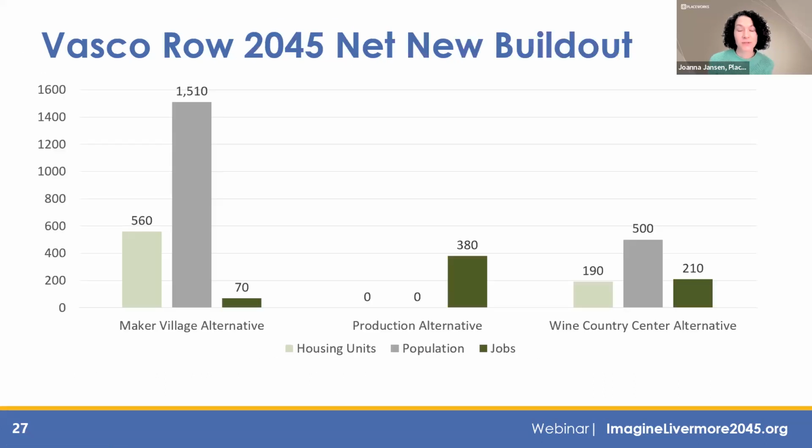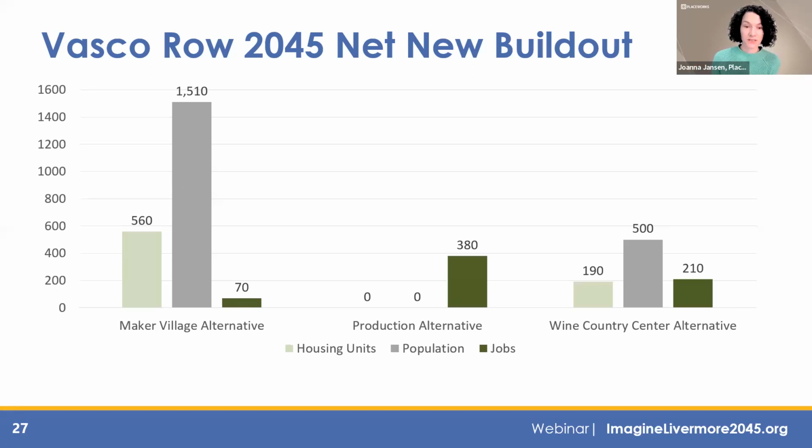For every land use alternative, those maps correspond to estimates of new housing units, new residents, and new jobs that could occur in each focus area. So in all of these bar charts that I'm going to be showing you, the light green or kind of beige color represents new housing units. The gray bar in the middle is the new residents. And the green bar on the far right is the number of new jobs.